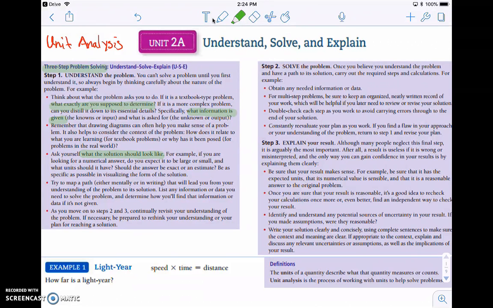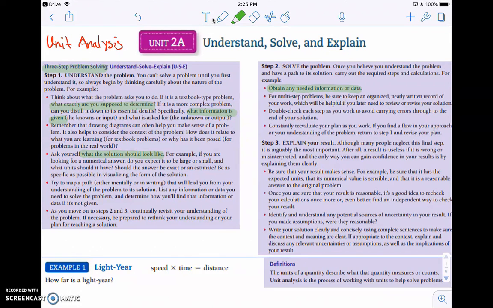And then also one other thing I'm going to point out in understand is, what should a solution look like? If we're talking in miles per hour or something like that, and you get an answer that's 36,000 miles per hour, should the speed of a car or a boat be in the 36,000 miles per hour range? That's more of a space shuttle type speed when they're slingshotting off of a planet or off of the moon or something like that. So, what should your solution look like? What seems reasonable?